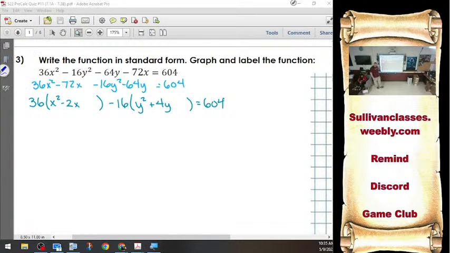Number two most common error that people make on this is when they complete the square. Half of negative 2 is 1, 1 squared is 1. Half of 4 is 2, 2 squared is 4. They just won't write anything on the right side at all. We'll just leave it as 604. Make sure that you're writing stuff over there. And then they go do this.